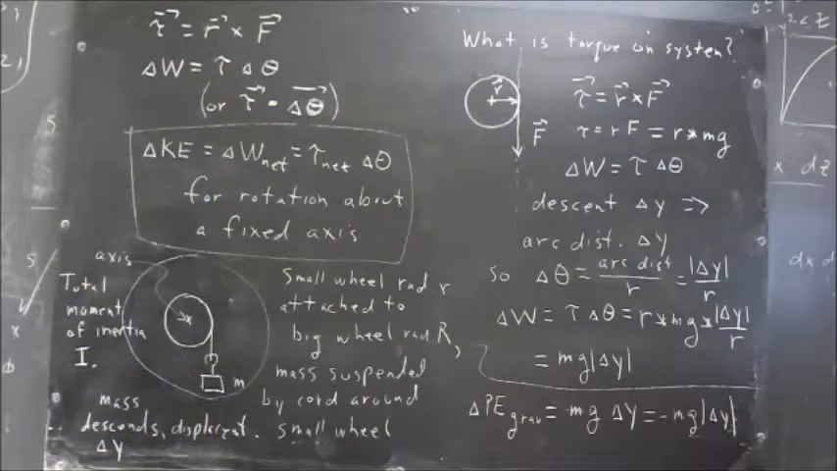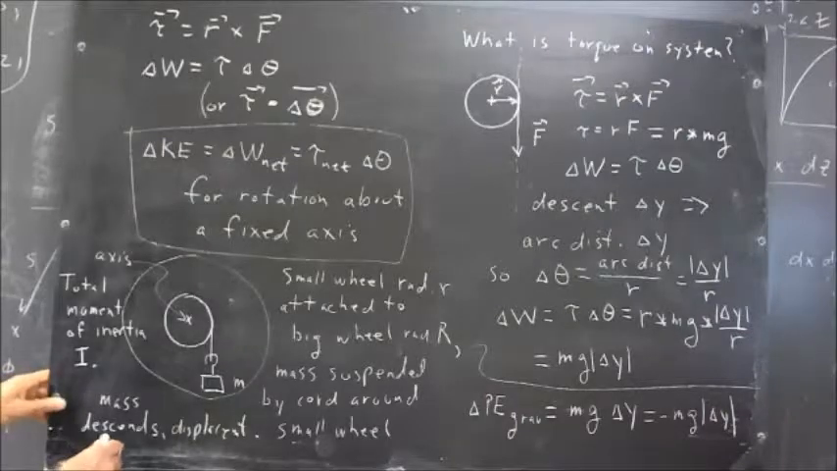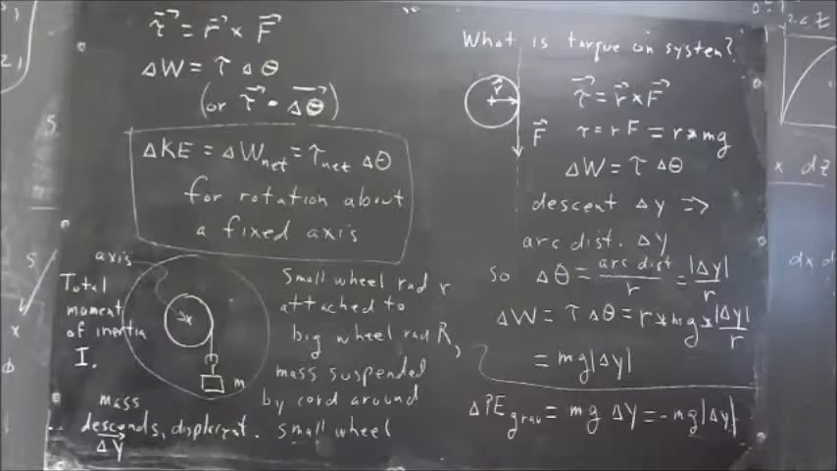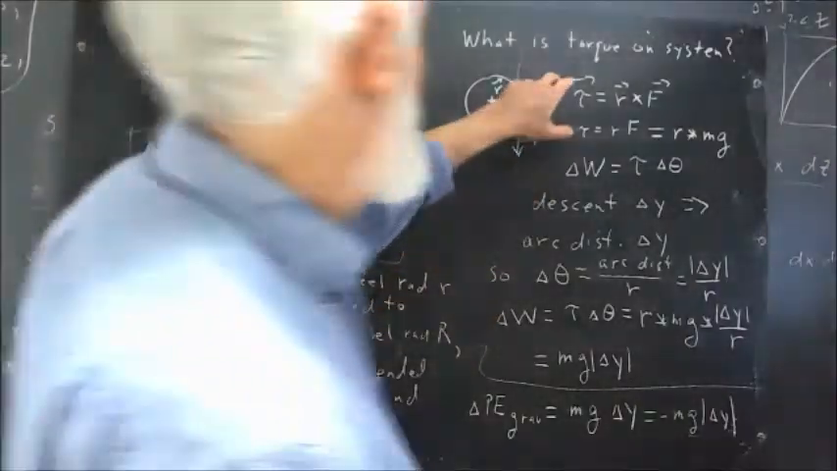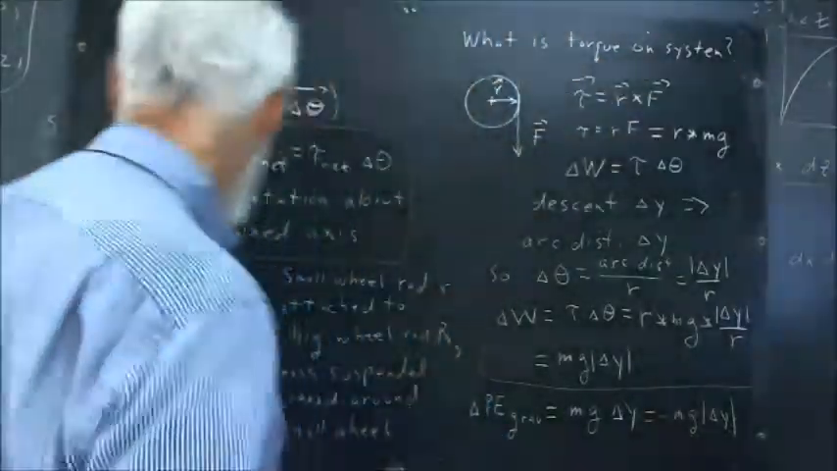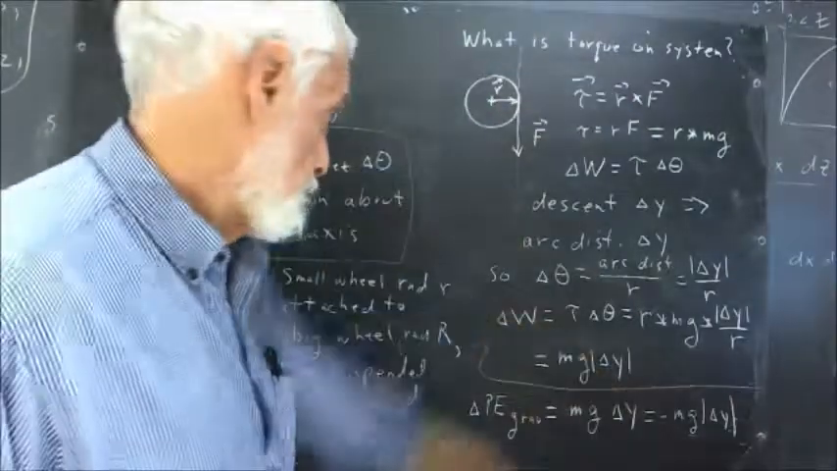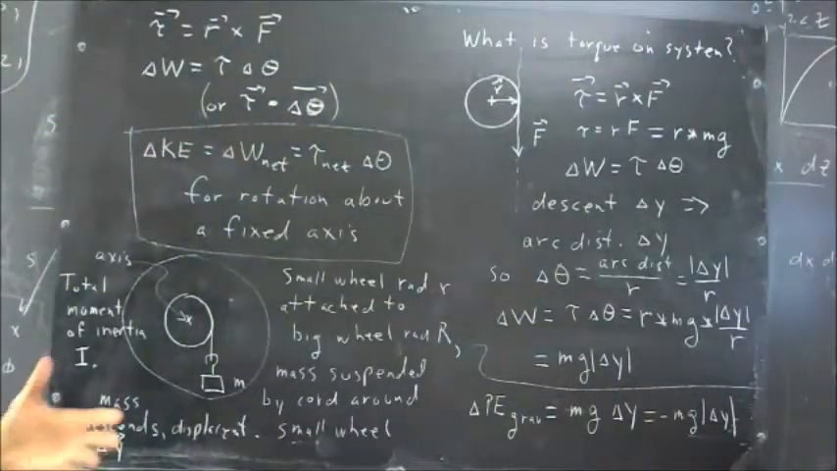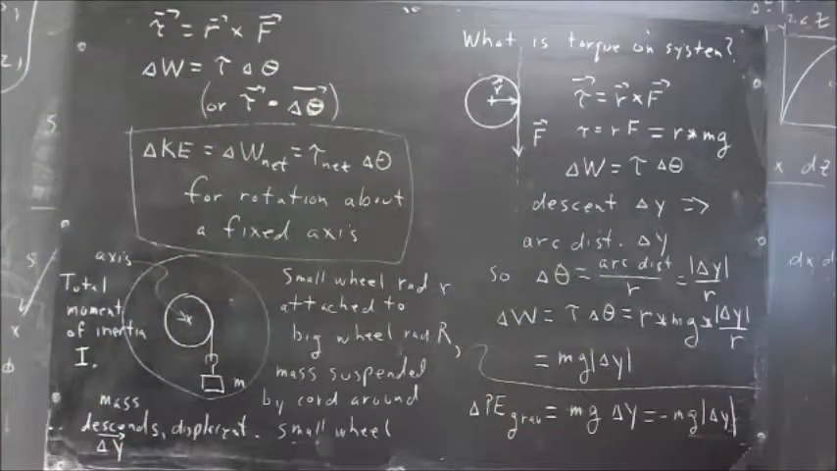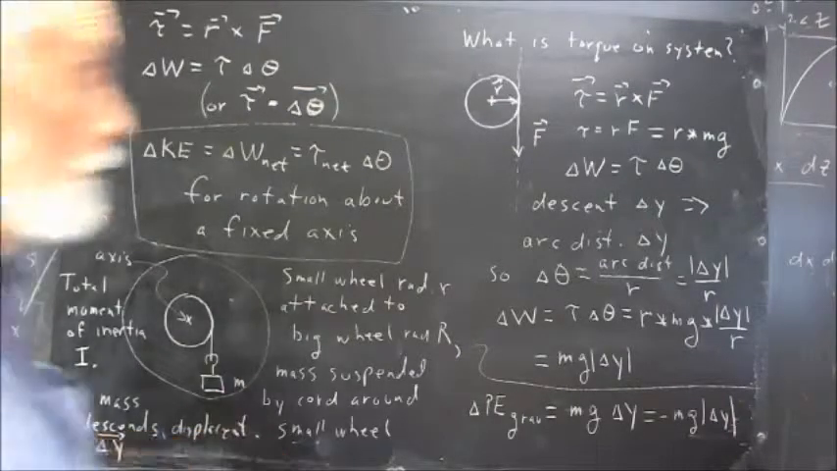And the mass m, the system's released, there's no friction. The mass descends through a displacement delta y. Okay, and actually delta y being a displacement is a vector, so I'm going to make that a vector. So the question is, what's the torque on the system? Now don't look at what I've just written. Stop, pause, think about the question, and see if you can answer the question. Okay, well, I assume you paused.